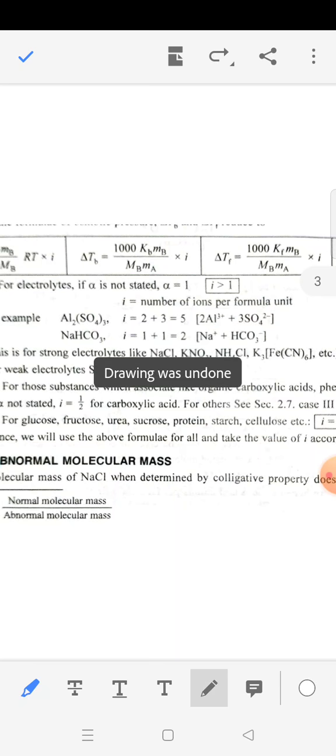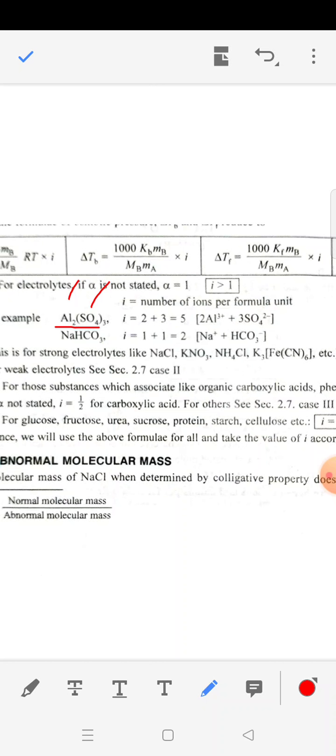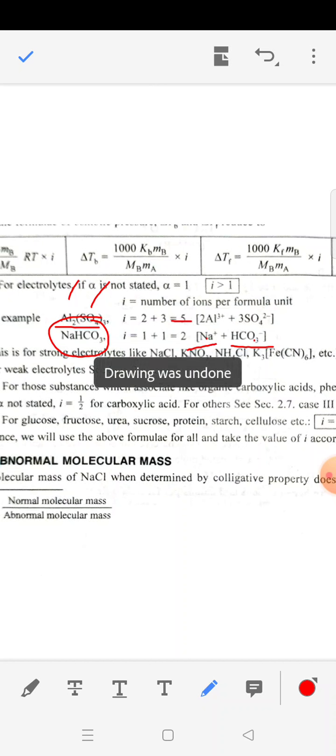So here they have given you an example. Aluminium sulfate, when it dissociates, gives 2 aluminium ions and 3 sulfate ions, so the i value will be 5. Sodium bicarbonate, when it dissociates, gives sodium ion and bicarbonate ion. So there are 2 ions forming from 1, and the i value becomes 2. They are ignoring the denominator. This way the value of i can be calculated.